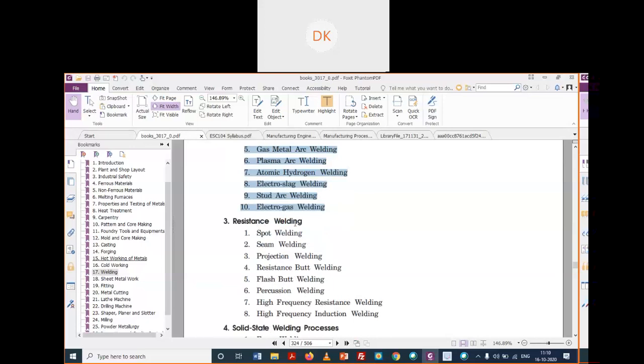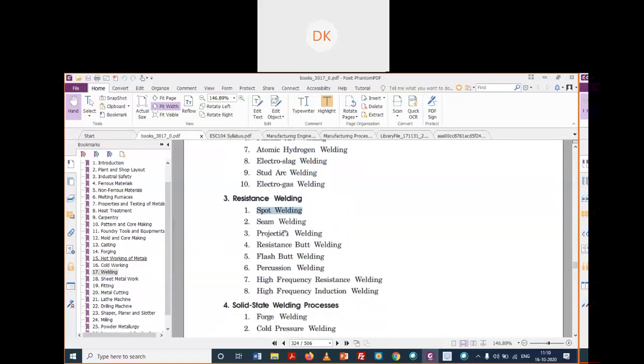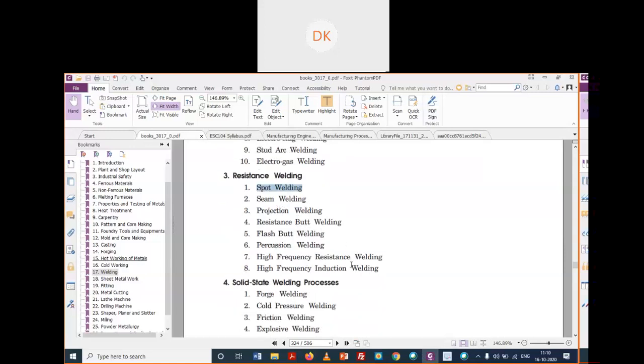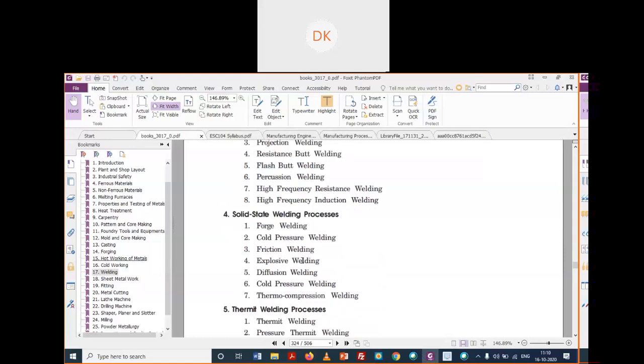Then we have to know resistance welding. Resistance welding is where both heat and pressure are applied. In resistance welding, you may have heard of the spot welding process. There are more resistance welding processes like seam welding, projection welding, resistance butt welding, flash butt welding. Then there is the solid state welding process.